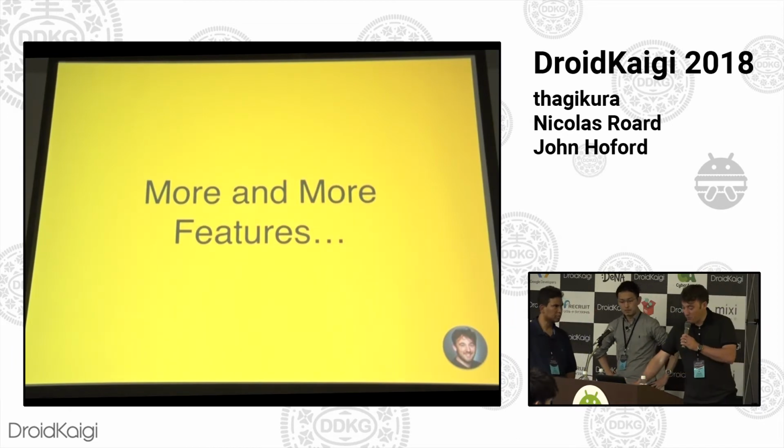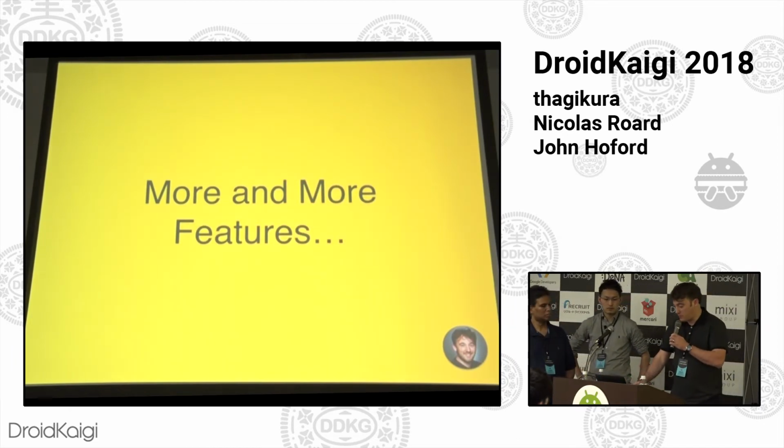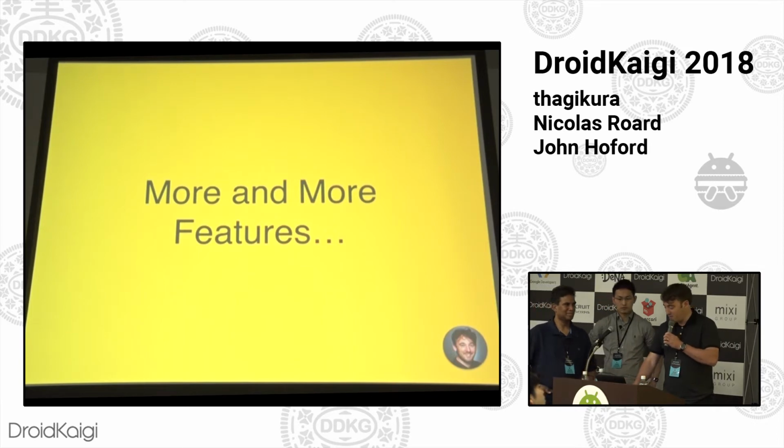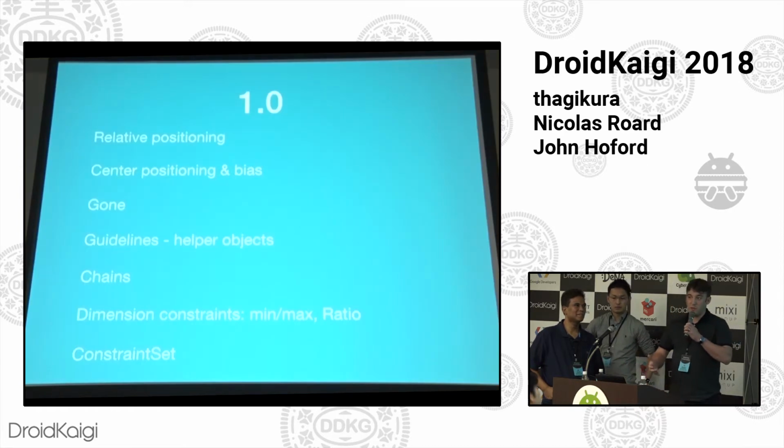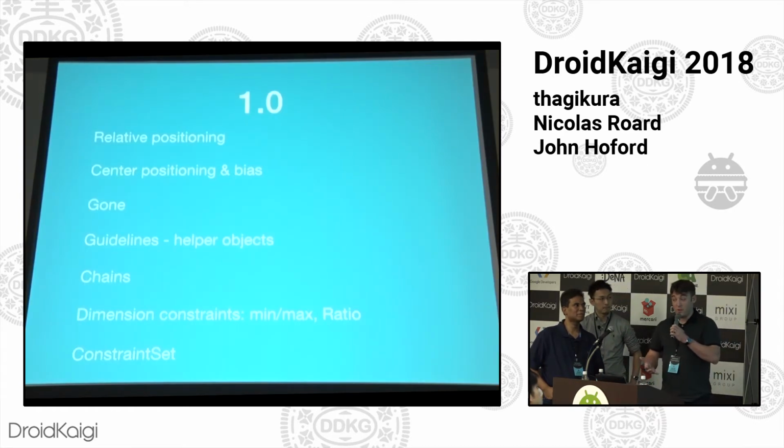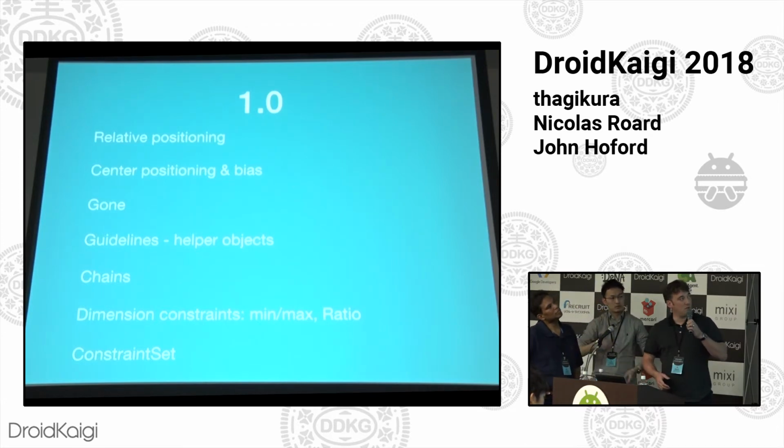Right. So we presented some of the basic features of ConstraintLayout, and I think you have a good idea of what's going on there. But let's go back a little bit on what we had. When we released ConstraintLayout 1.0, we had a bunch of features, like relative positioning, the center positioning and bias, and a few others.